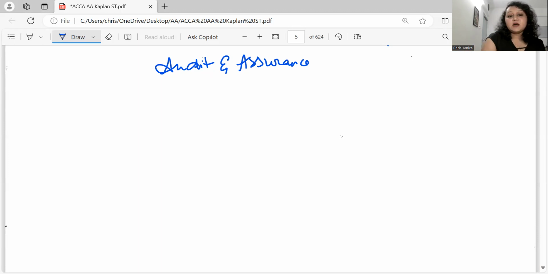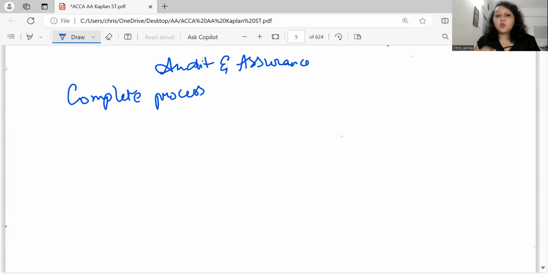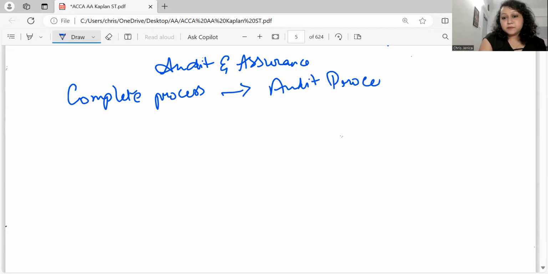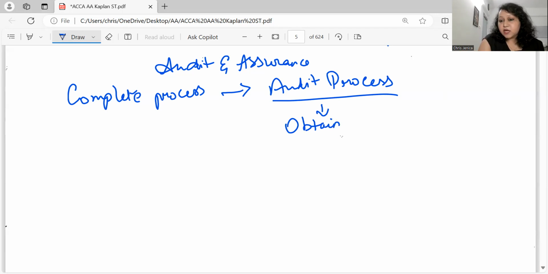You will be understanding the complete process of audit. So we will be learning what is audit, what is an assurance engagement, and how do you obtain an audit. So after obtaining an audit, you have to accept the audit, right? So let me just put it in short. What is this audit process? Basically, we will be obtaining an audit, and we will be accepting the audit.